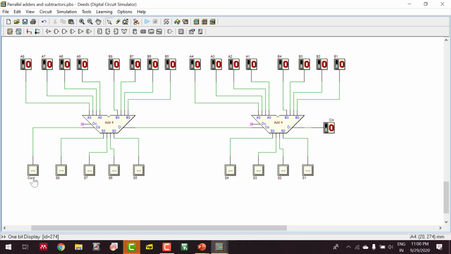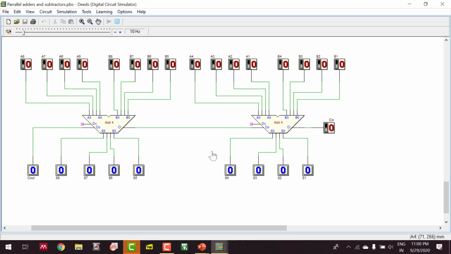Now I'm going to take my A as 25, binary equivalent of 25, that will be 1 1 0 0 1. So A is 25. Now I'm going to take B as 30. 30 will be 1 1 1 1 0. Okay, now my A is 25 and B is 30, and if I add, I'm going to get 55. 55 will be equivalent to 1 1 0 1 1 1.